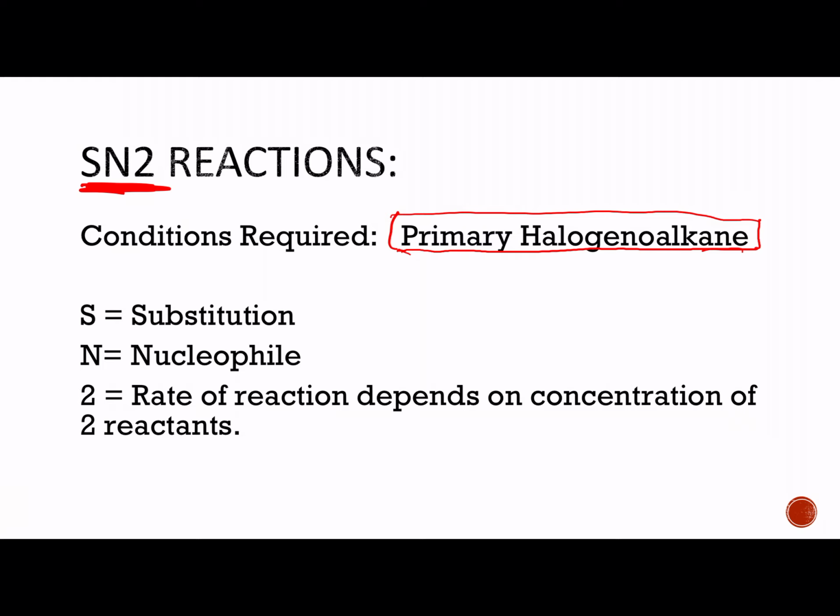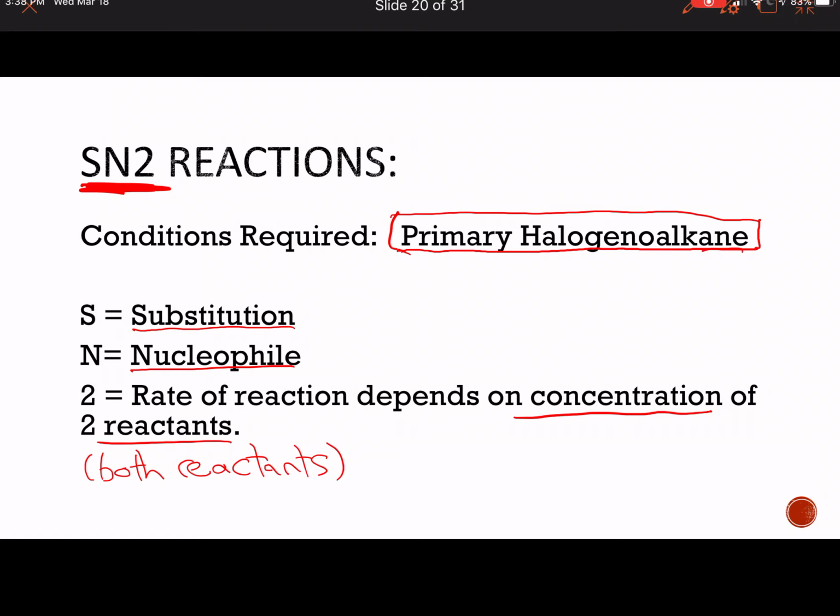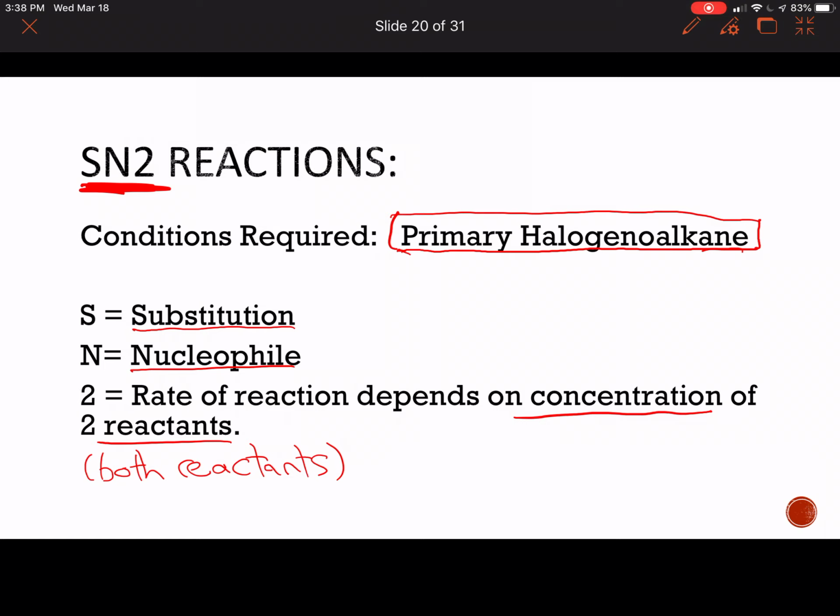So here's what the letters and numbers mean. The S means substitution. The N means nucleophile, so why not NS? Unsure. And the 2 means the rate of the reaction depends on the starting concentration of 2 reactants, or both reactants. So the 2 is not the type of reactant you have. It's that the rate of reaction depends on the concentration of both of your reactants.